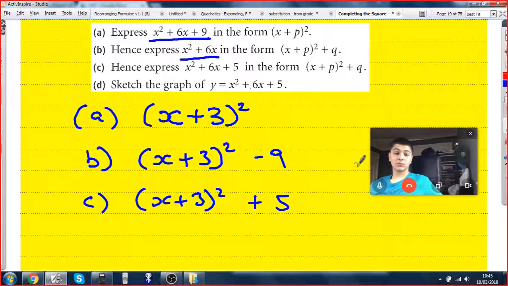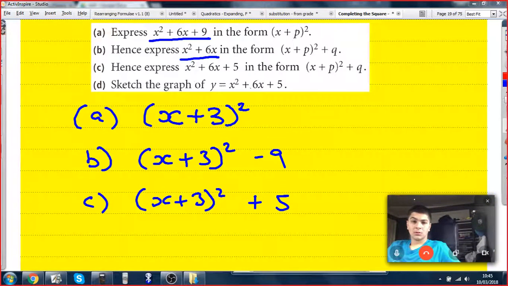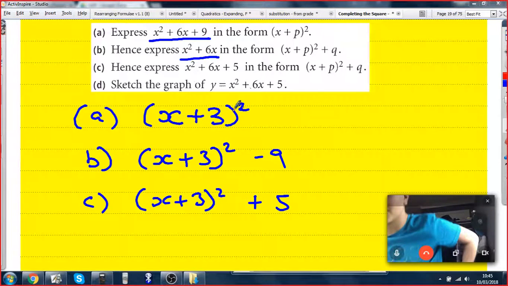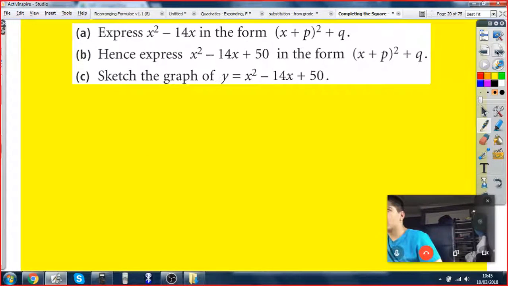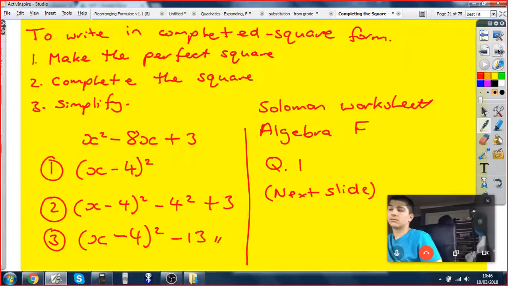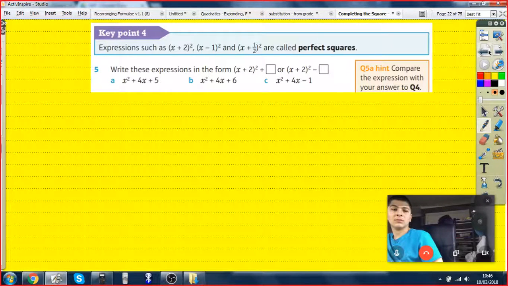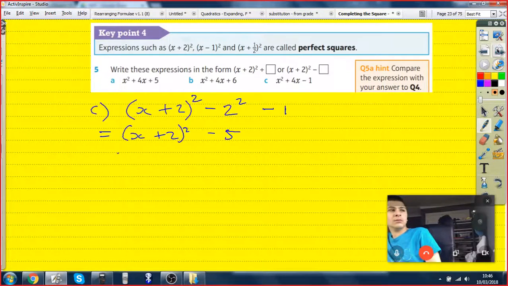And then they want us to sketch the graph. Are you doing further maths? Or just... For GCSE... Wait, sorry. Is further maths GCSE or A-level? It's called additional maths or further maths. I don't know. I don't know if I'm doing it or not. Okay, so I'll leave that. It's the same idea. Yeah, that's the same idea.